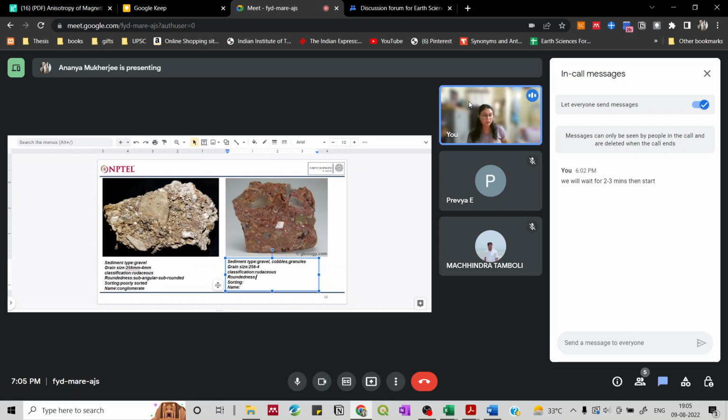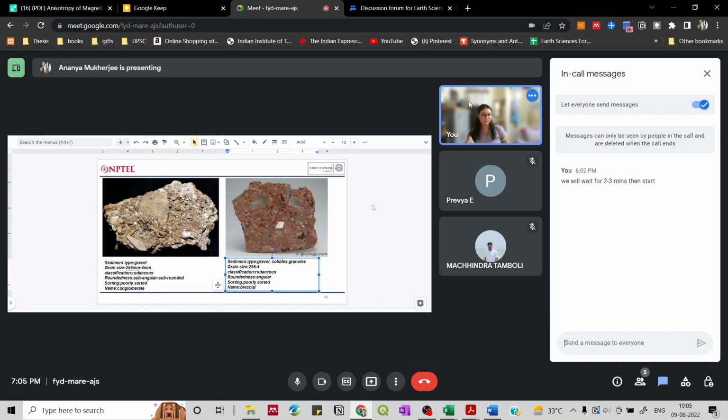Then the roundedness, these are angular. You can see very clearly that they are geometric shapes. They are not rounded, so you can just call the roundedness as angular grains. And this is again poorly sorted because you can see different kinds of sediments and also the sizes. So this is a poorly sorted rock, and this is called a breccia.